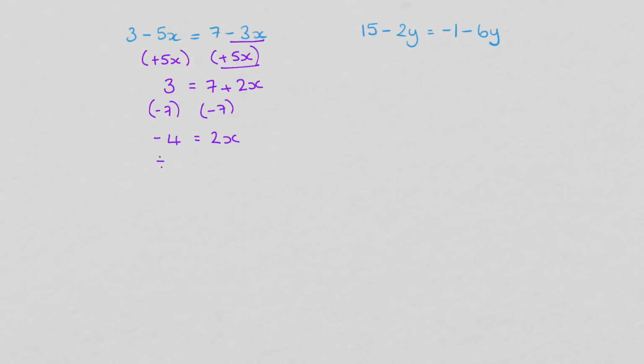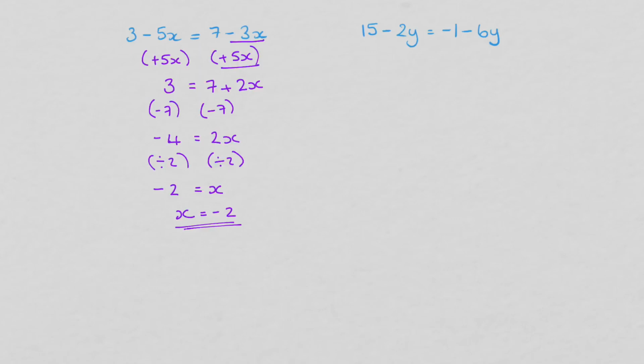Then divide both sides by 2. So negative 4 divided by 2. So a negative divided by a positive is a negative. 4 divided by 2 is 2. So x equals negative 2.